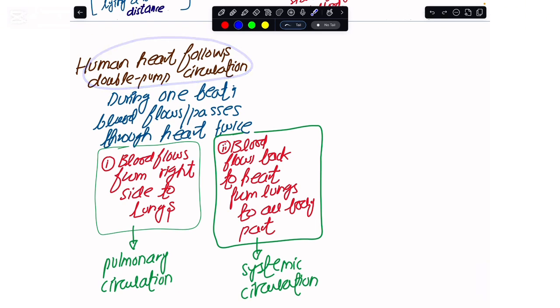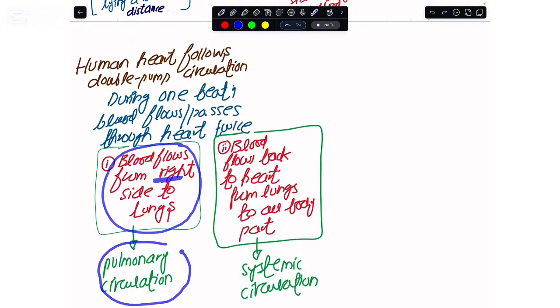is a kind of double pump circulation. Why is this a double pump circulation? Because when the heart beats once, the blood flows through the heart twice. How is this done? Initially the blood is brought from the body to the right side of the heart, and from here the blood goes to the lungs and back to the left atrium of the heart.